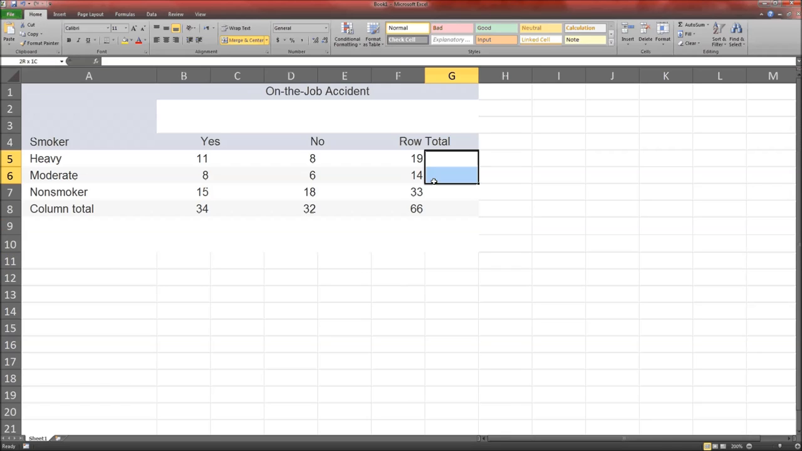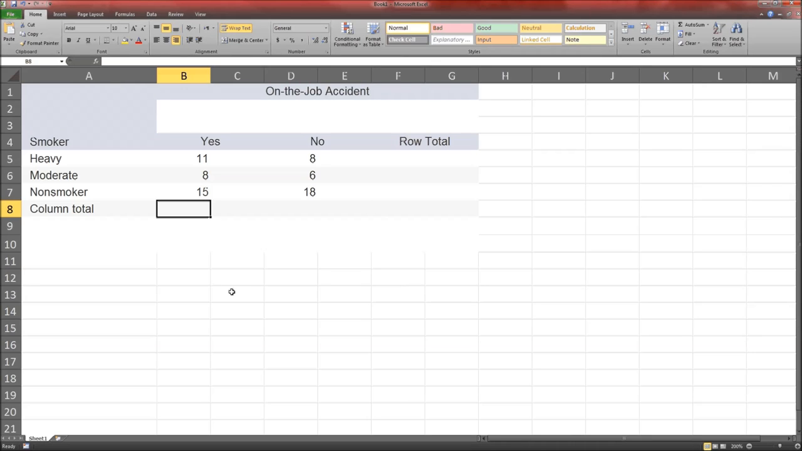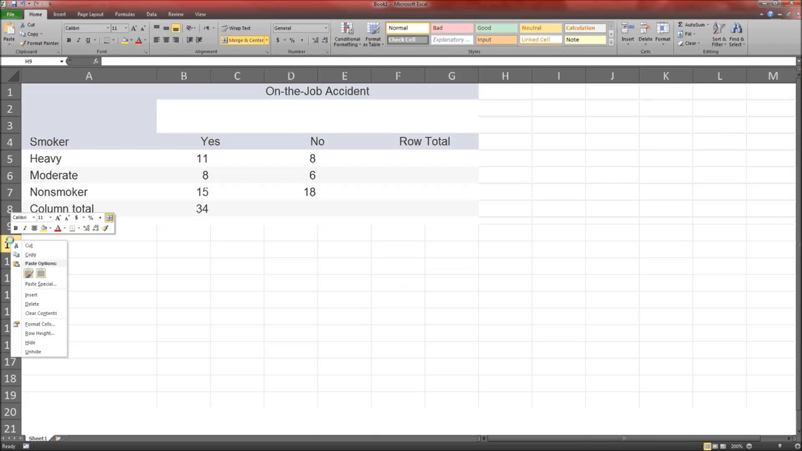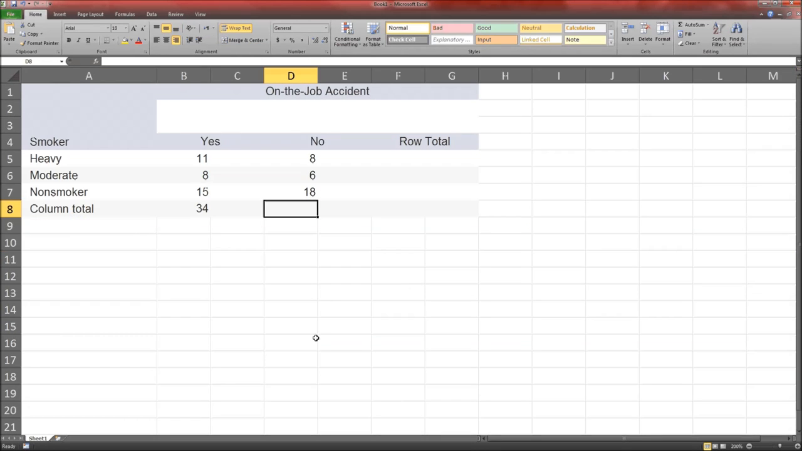How did they get these row totals? Well, let's go ahead and delete the row totals and the column totals and see if we can recreate them. Column total is just equal to the sum of that column. 34. Column total is for here. Just copy that formula, move it over. 32.